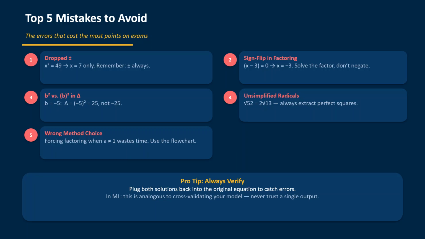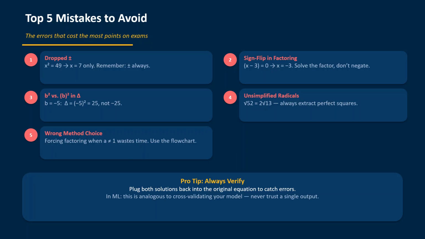Number 3. B squared versus b times 2. In the quadratic formula, you must square the entire value of b. If b equals negative 5, then b squared is 25, not negative 10. Number 4. Unsimplified radicals. Always simplify your square roots. The square root of 50 should be written as 5 times the square root of 2, not left as root 50.